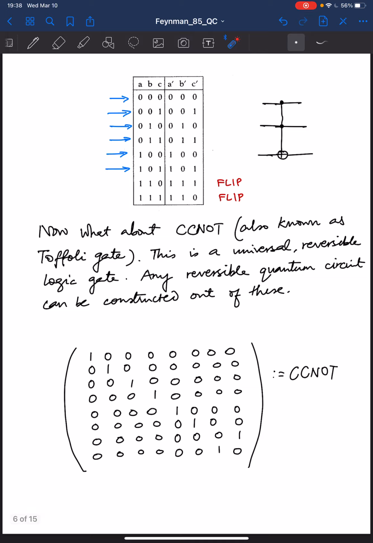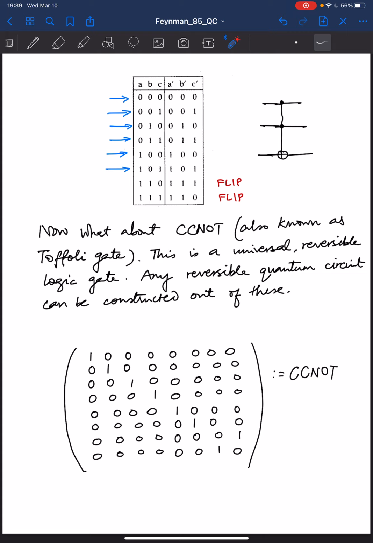Okay, so now if we have controlled NOT, there is something also known as CCNOT, which is controlled controlled NOT. This is also known as the Toffoli gate. This is a universal reversible logic gate, and any reversible quantum circuit can be constructed out of these. So let's look at the logic table. We are familiar that the diagram will look something like this, because this is the control line, and again this is the NOT gate. So this is like C, this is C, and this is NOT. So that's why it's CCNOT, and this is the modern notation.